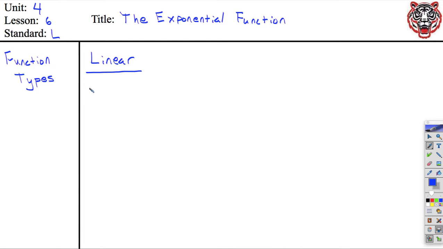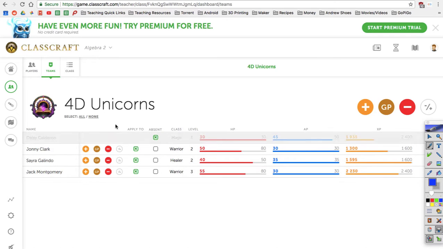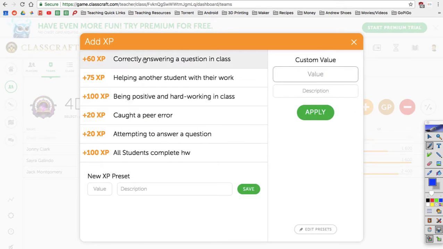I'm going to change it a little bit. I'm going to say f of x equals mx plus b. But Jack, you do have it. It's mx plus b. That's what I'm really looking for. So plus points, correctly answering.